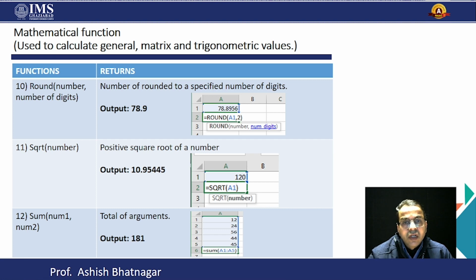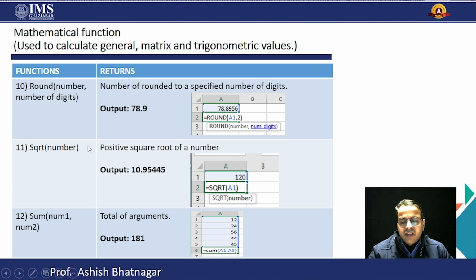So what will it return? It will convert the two digits into the nearby value, like 0.89 will be represented as 0.9, which is the rounded figure, the rounded number. So this formula will return 78.9 as the output.